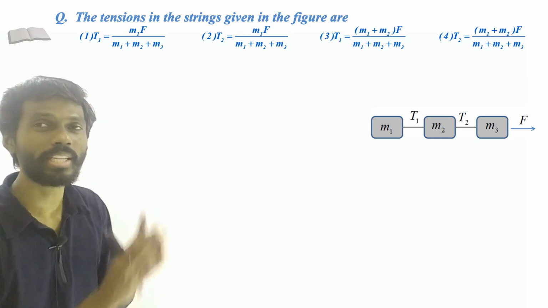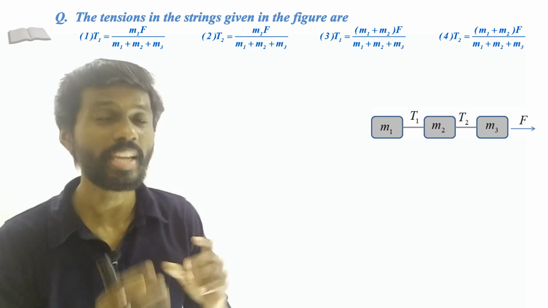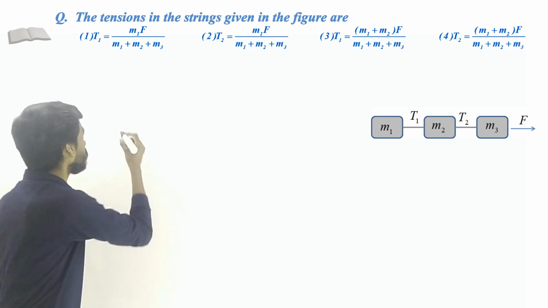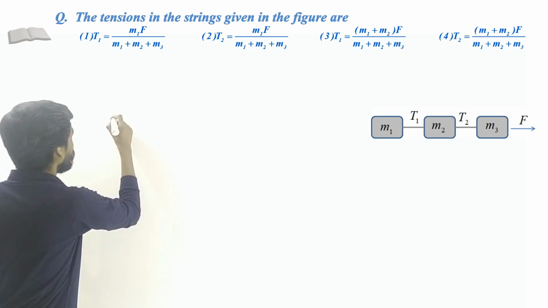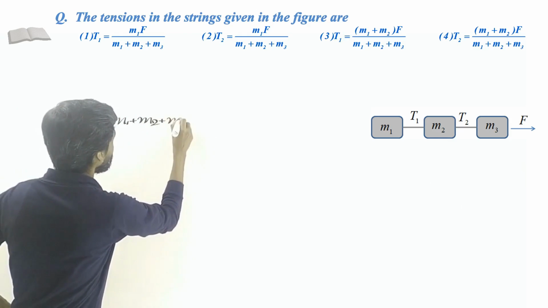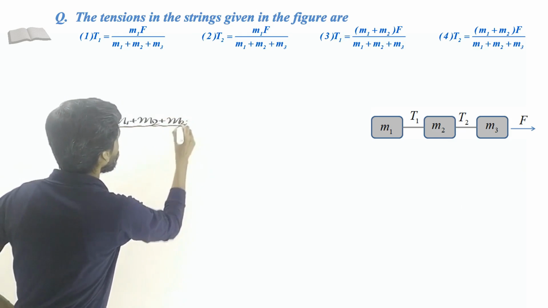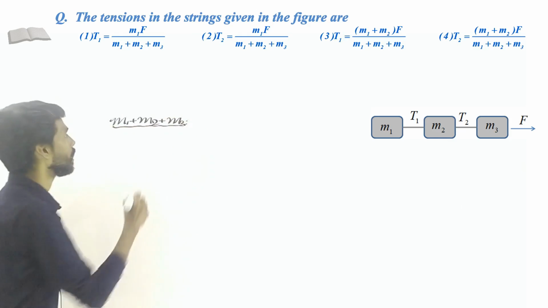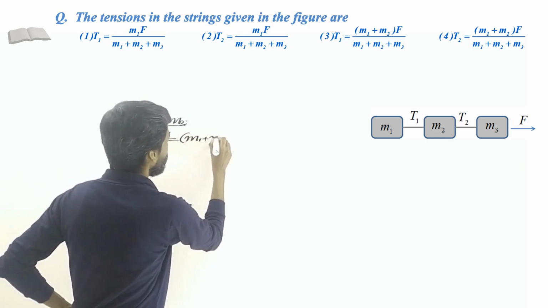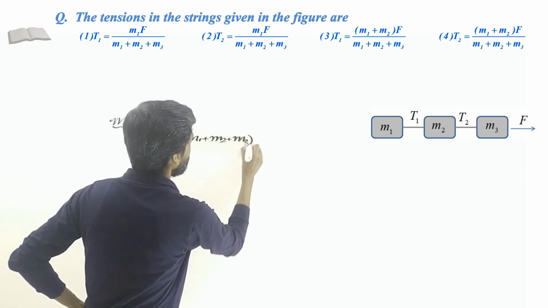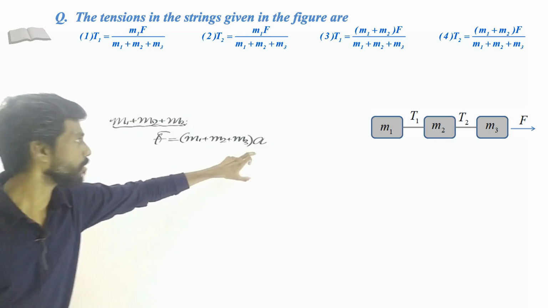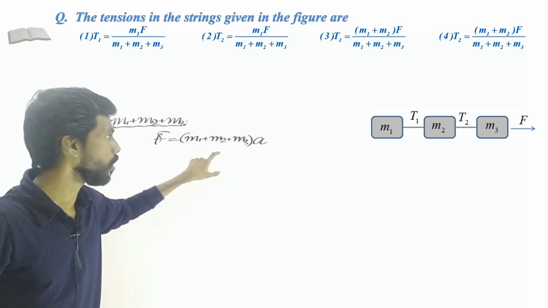So all the blocks put together, what are the forces acting on this system in the horizontal direction? Only in the horizontal direction, that is the force F only. So all these put together as one system, M1 plus M2 plus M3. The only force acting on this system is F. Force equals mass times the acceleration, so F equals (M1 plus M2 plus M3) multiplied by acceleration. That will give you the acceleration, if required: F divided by (M1 plus M2 plus M3).